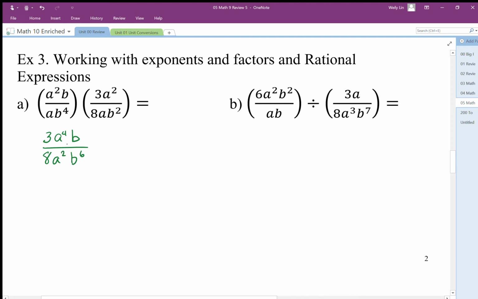Now I can see exactly how many a's and b's I have in times and divide. So I have an extra 2 a's up here, and I have more divides, and I have an extra 5 divides. So I'm going to have that as b^5.